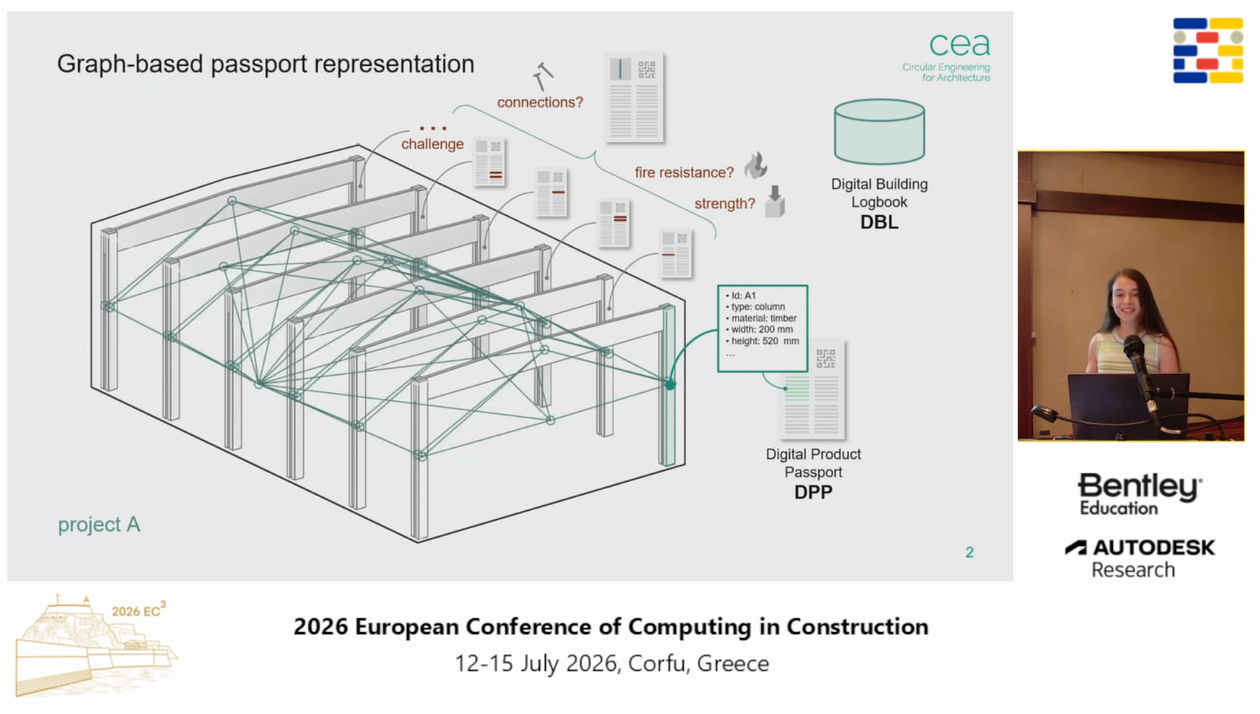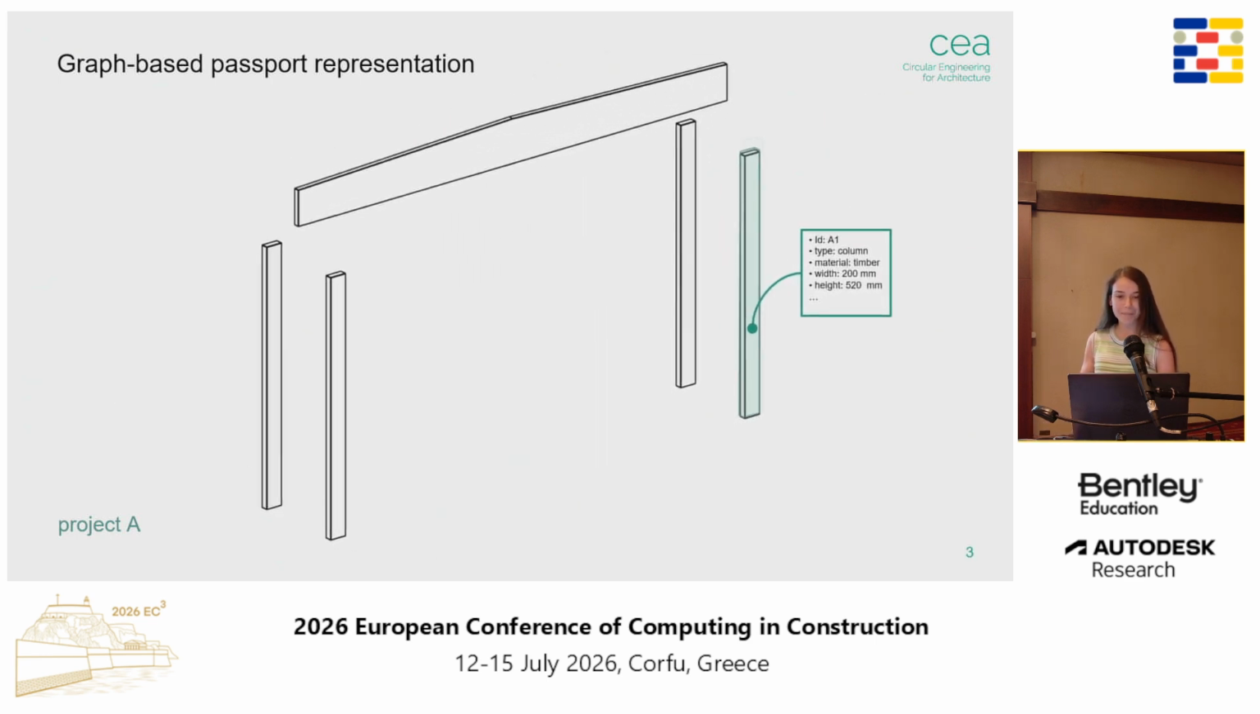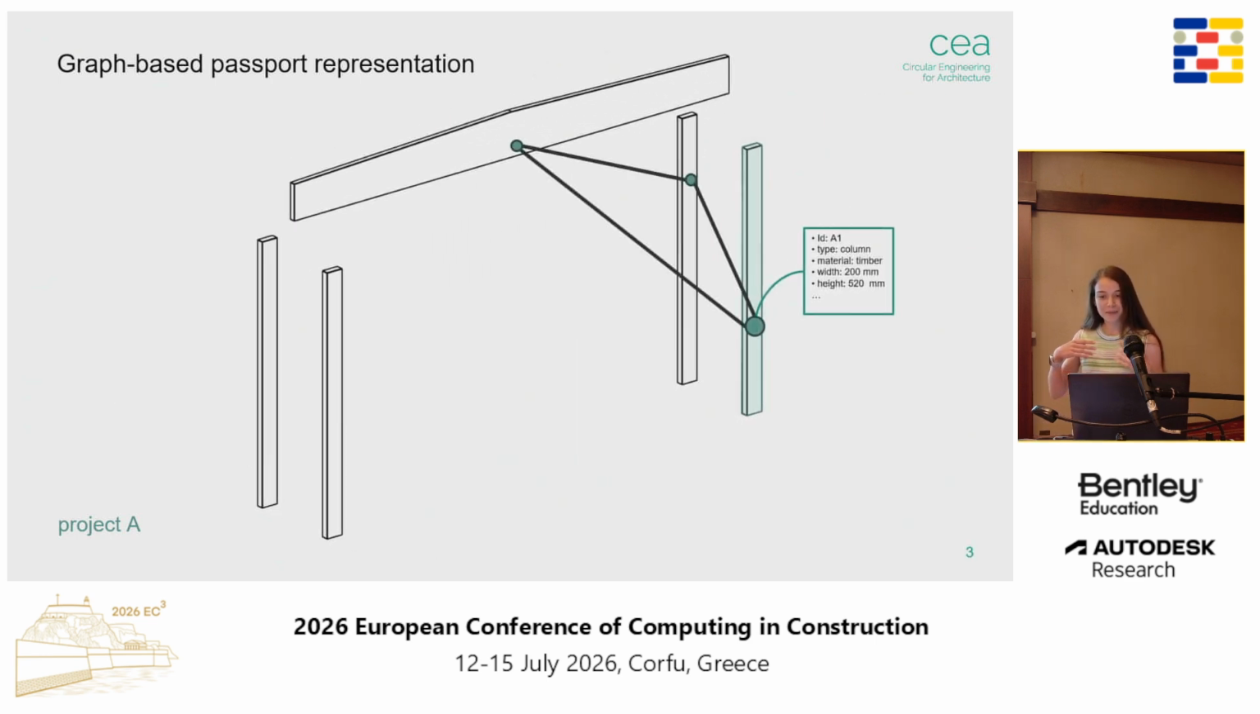My hypothesis is that graph-based representation will enable this information management and also enable dynamic linking of digital passports through digital building logbooks. And I will illustrate how this works in the following slides. Through this, by implementing a design science research methodology, I built a prototype workflow using graphs for two things: storing how elements are connected and maintaining their identity through life cycle events.